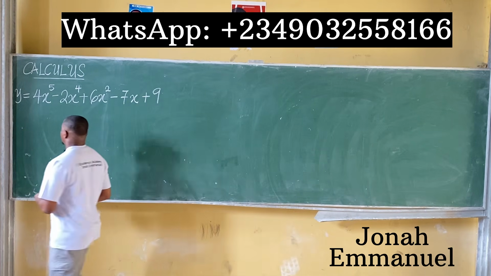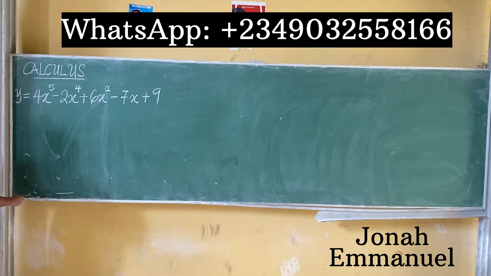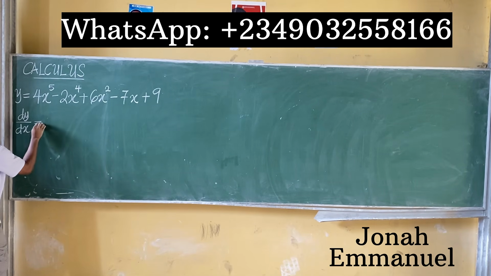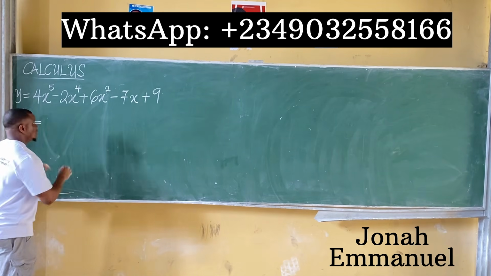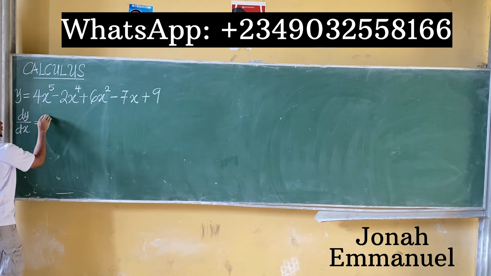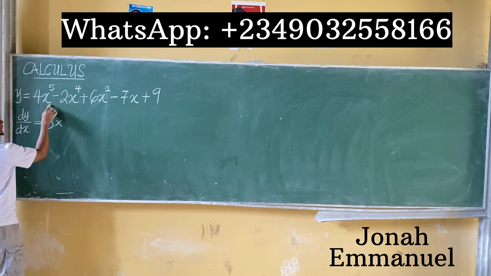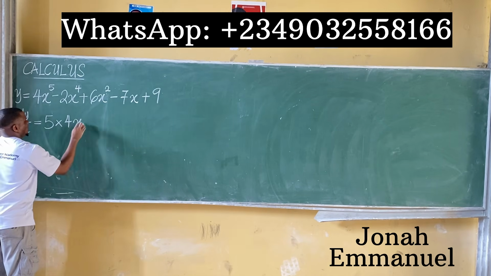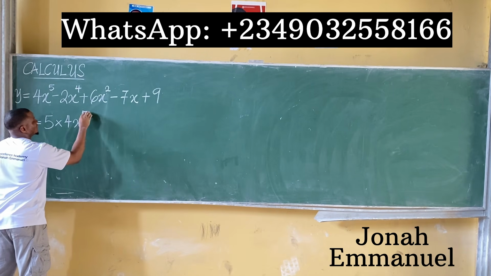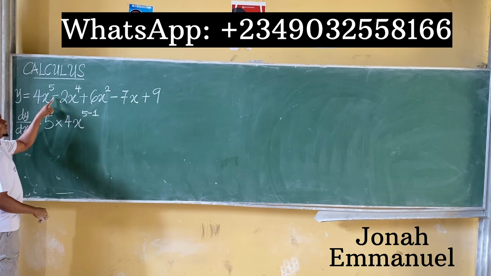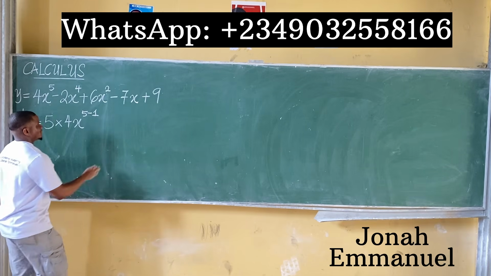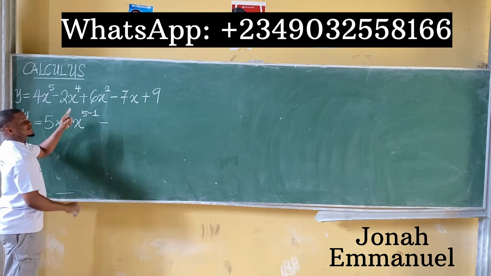All right. So please look up. From here, using the power method, dy/dx is equal to multiply by the power, subtract 1. What's the power here? So it becomes 5 times what you have here, 4x to the power 5 subtract 1, minus 1. I'm done with the first one here. What's the sign here? Minus. So it becomes minus.